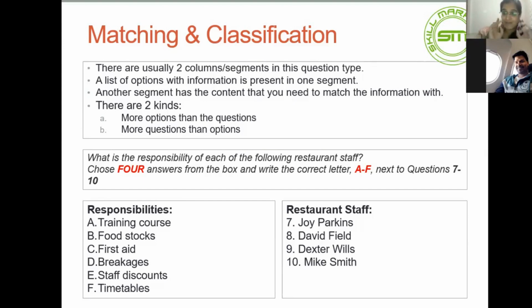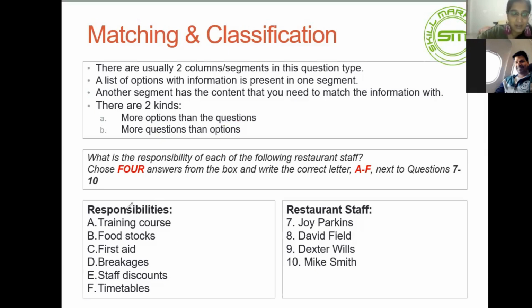Okay, so be very, very careful and be focused. That's all. There are two kinds of match the following or classification. One has more options than questions, and the other has more questions than options. We'll understand.